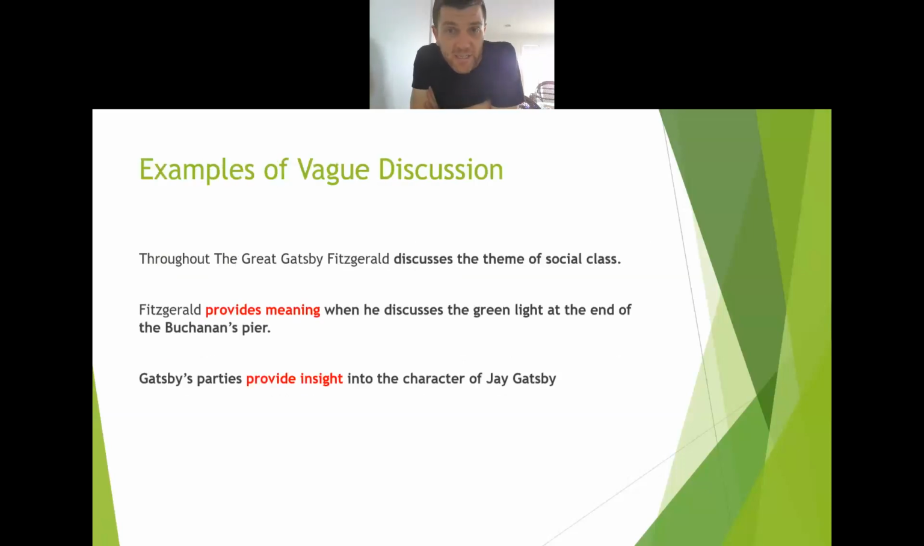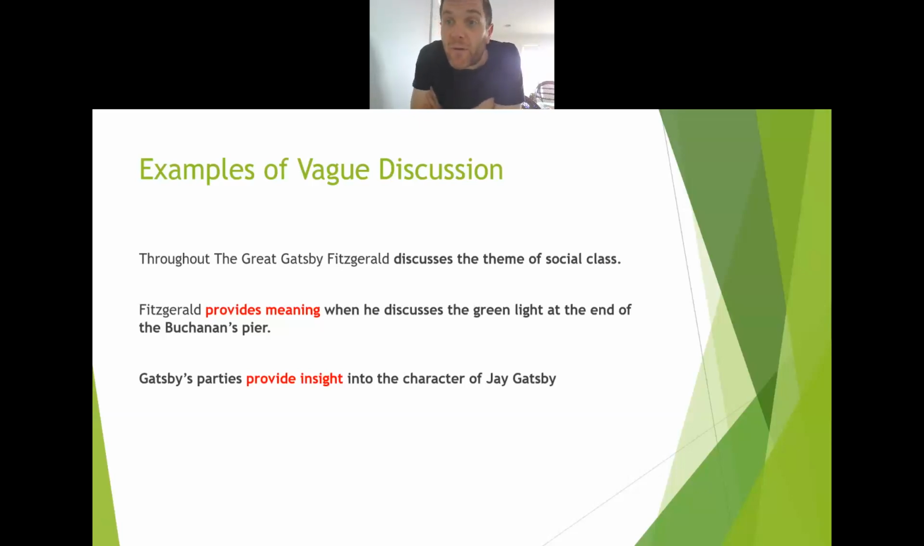So, examples of vague discussion. Throughout The Great Gatsby, Fitzgerald discusses the theme of social class. Okay. That would make me ask, what is being discussed about social class? Second example, Fitzgerald provides meaning when he discusses the green light at the end of Buchanan's Pier. Again, what meaning is being provided here? Gatsby's parties provide insight into the character of Jay Gatsby. Again, what is that insight?